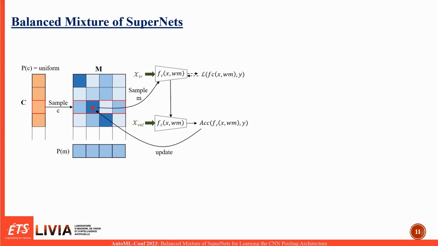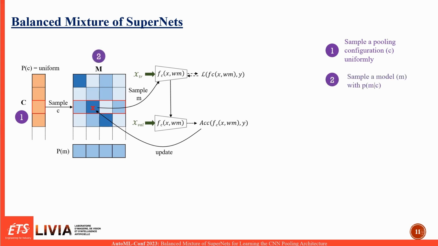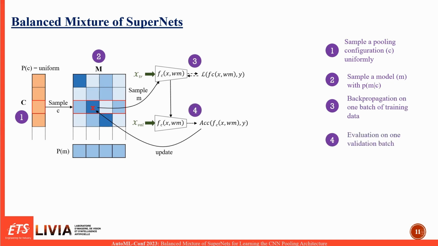Instead of using just one Supernet, we propose to use a balanced mixture of M Supernets, or as we call it here, MOB. We start by uniformly sampling the configuration, as is done in SPOS. We then sample a model based on the conditional probability, and then perform one batch of training and one batch of validation.